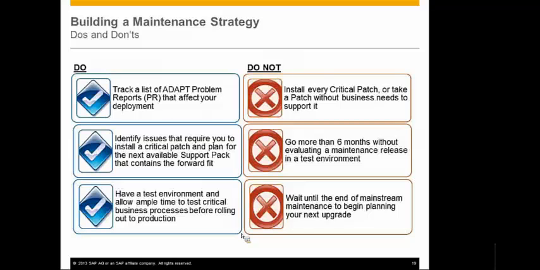So let's summarize. When you're building your own maintenance strategy, here's a checklist that you can keep to stay up to date. It's important to track the list of ADAPTs, or problem reports, a number that you would get from our active support, global support team during the course of an investigation of a specific message. You'll want to identify the issues that require you to install the next critical patch, for example patch 1.1, and start planning in advance using the release timelines for the next available support pack.